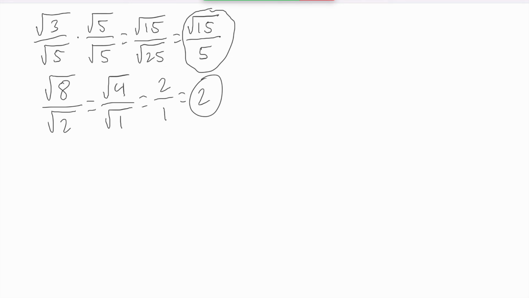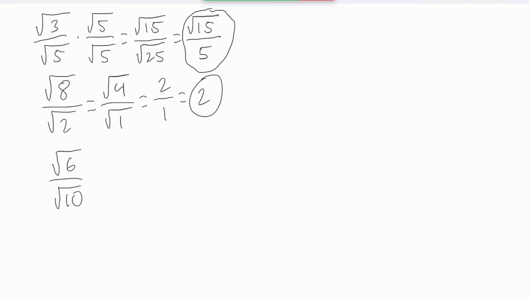So you could actually do this, and sometimes it's just easier to always multiply by the square root in the denominator. It's easier to remember. You just do the same thing every time. But in the long run, it is actually easier if you can reduce first. So always reduce first if you can, then from there multiply the top and the bottom by the square root in the denominator.